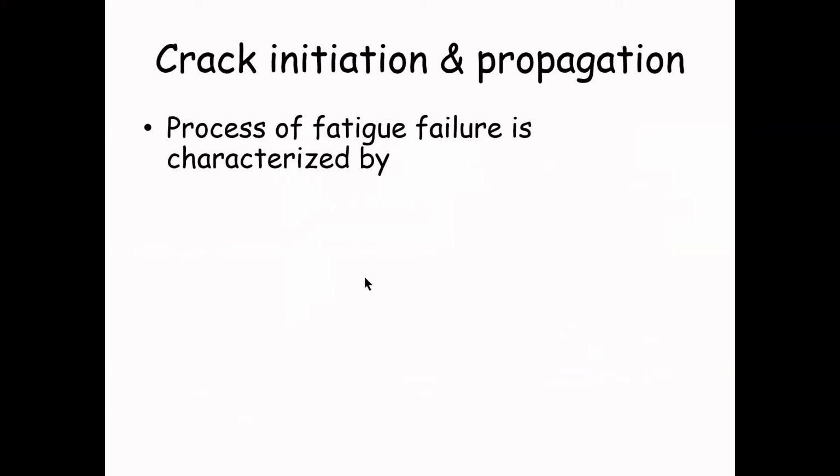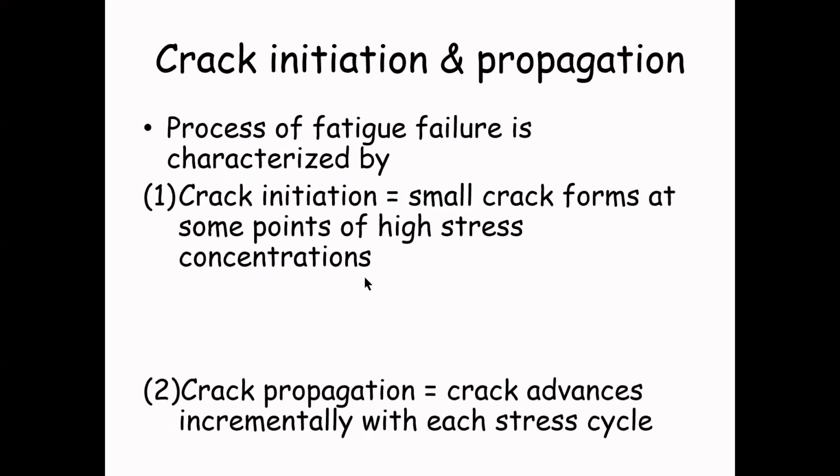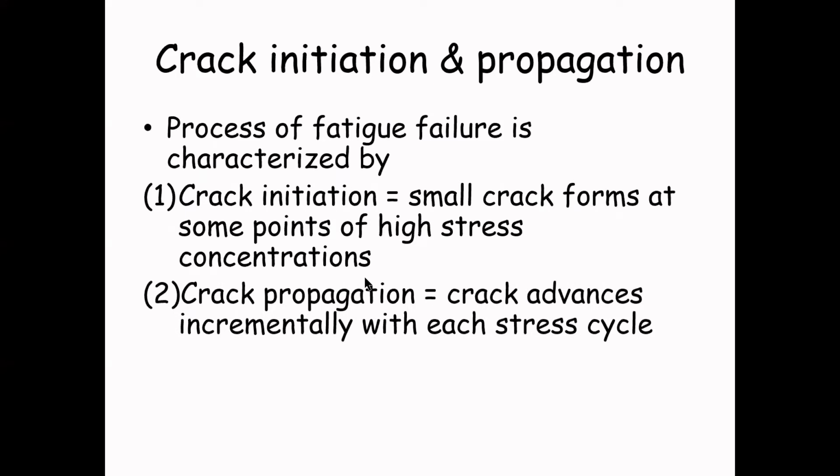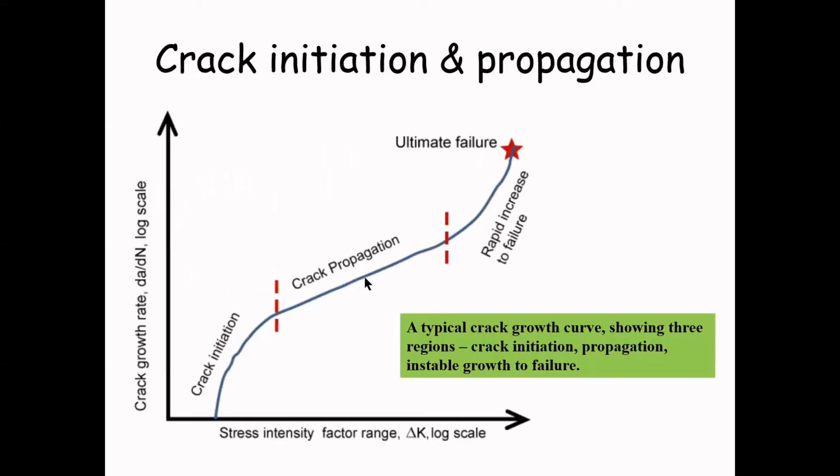So the process of a fatigue failure is characterized by a crack initiation where a small crack forms at some point of a high stress concentration. Then we have a crack propagation where the crack advances incrementally with each stress cycle, and a final failure where it occurs very rapidly once the advancing crack reaches a critical size. And here a typical plot showing the growth of a crack is provided.